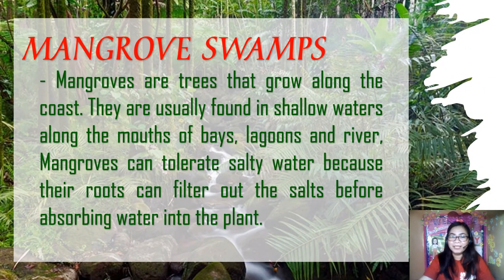Let us now proceed to mangrove swamps. Mangroves are trees that grow along the coast. They are usually found in shallow waters along the mouths of bays, lagoons, and river. Mangroves can tolerate salty water because their roots can filter out the salts before absorbing water into the plant. Amazing, right?